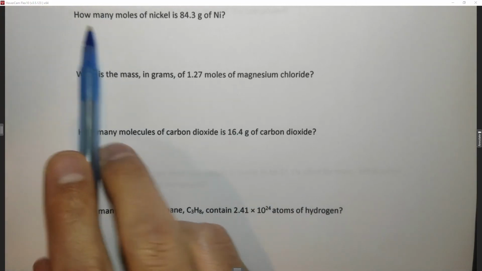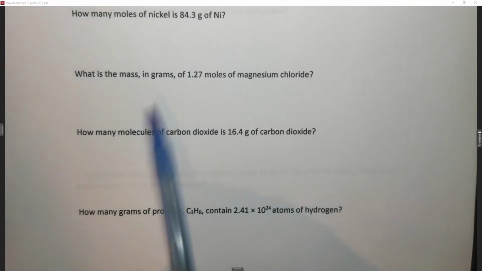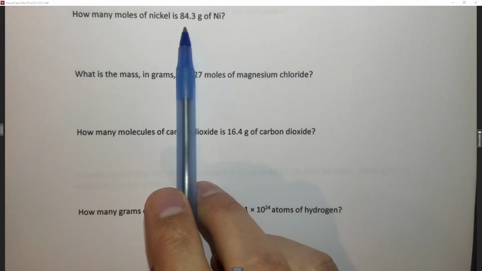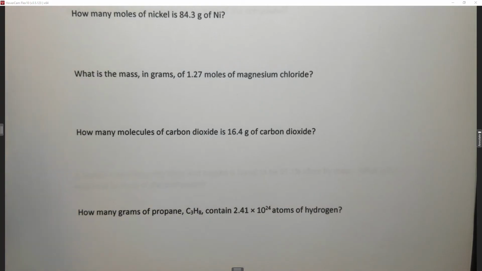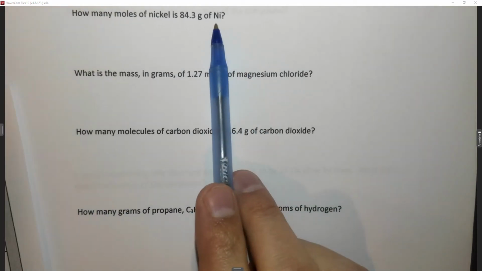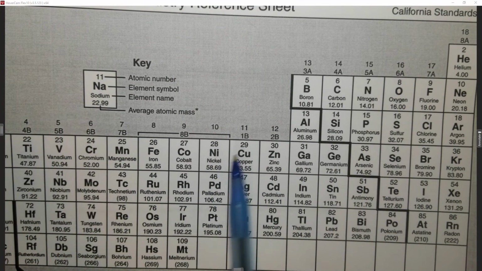The question is, how many moles of nickel are in 84.3 grams of nickel? So we need a way to convert from grams to moles, and as chemists, we use this all the time. In order to convert from grams to moles, we need a molar mass. So we have nickel, which is an element, not a compound. So we need to find nickel on our periodic table.